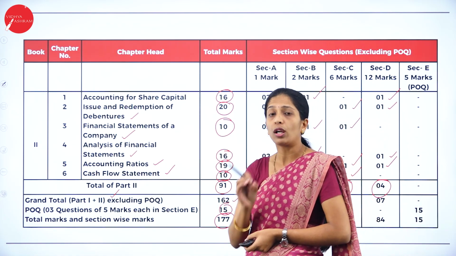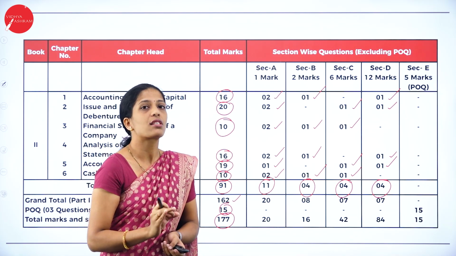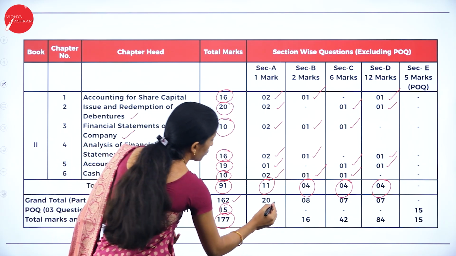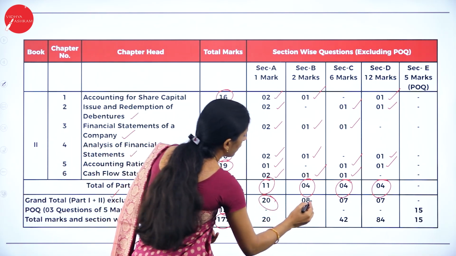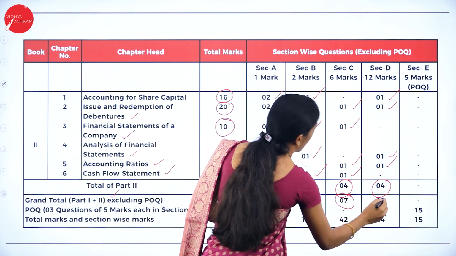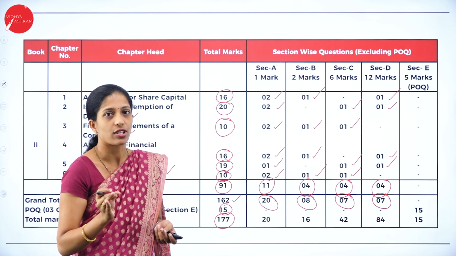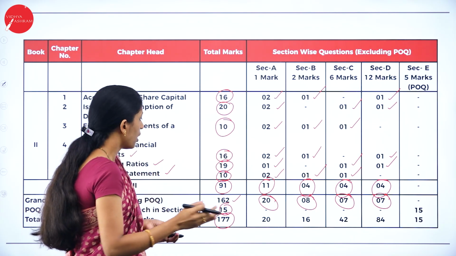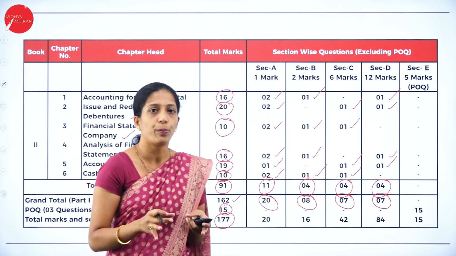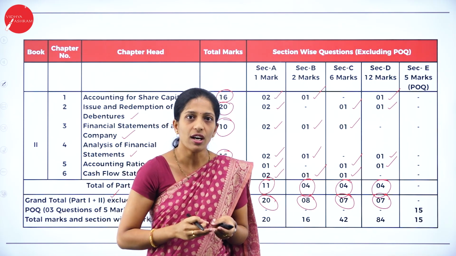In the sense, the whole question paper will be set for 177 marks, out of which you are going to answer only for 100 marks. The total number of questions: 20 questions will be asked of 1 mark, 8 questions of 2 marks, 7 questions of 6 marks and 7 questions of 12 marks, and you have 3 extra questions, that is practical oriented questions. So the total weightage is 177 marks. Hope you are clear with the blueprint. Make sure you know the blueprint, and as per the blueprint you study for your exam.